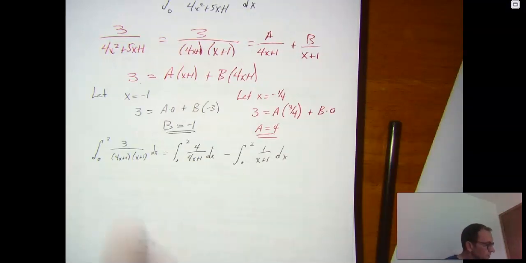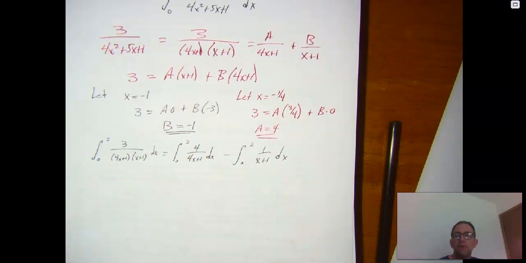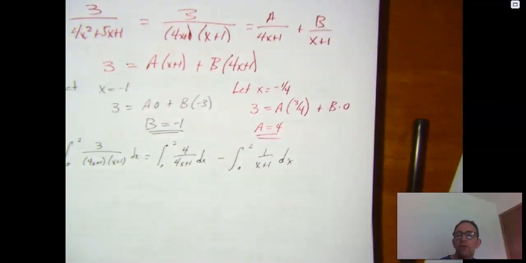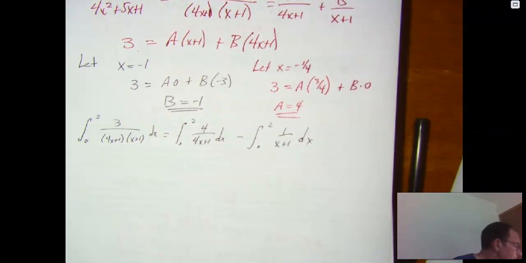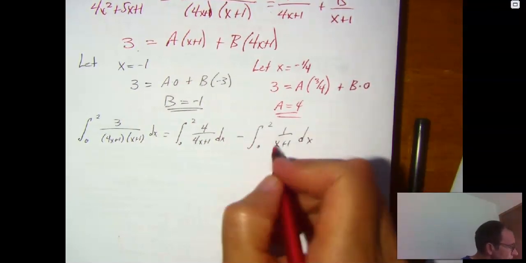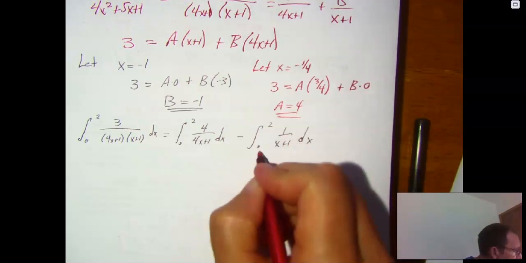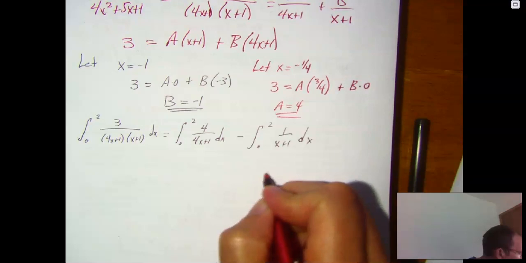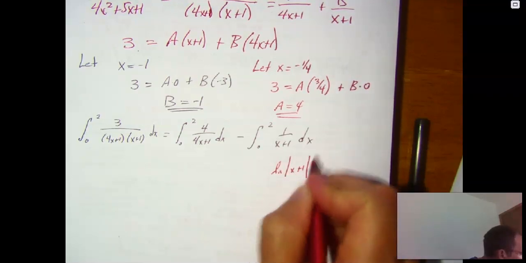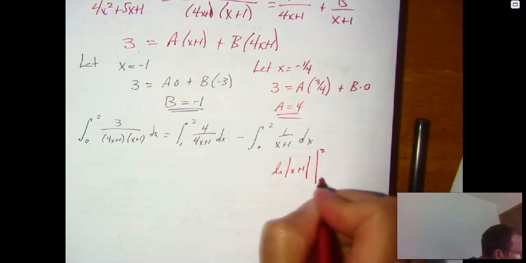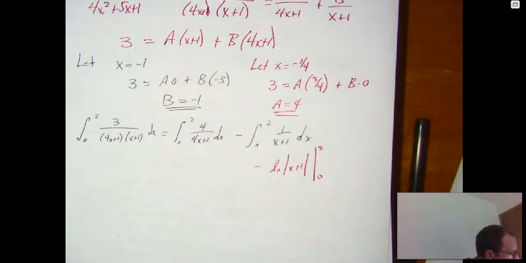So now what we're going to do is finish the problem here by finding the antiderivative and then evaluating at the upper and the lower limits that we have here. So let's start with the last expression here first. The antiderivative of 1 over x plus 1 dx from 0 to 2 will be the natural log of the absolute value of x plus 1 evaluated between 2 and 0. We're going to subtract that from this thing that we have right here.